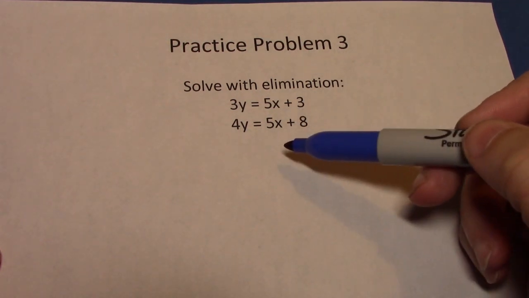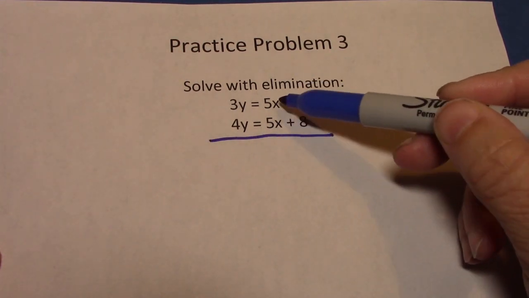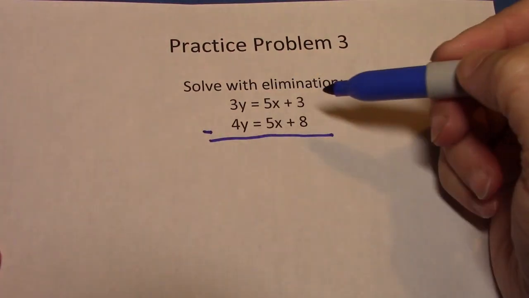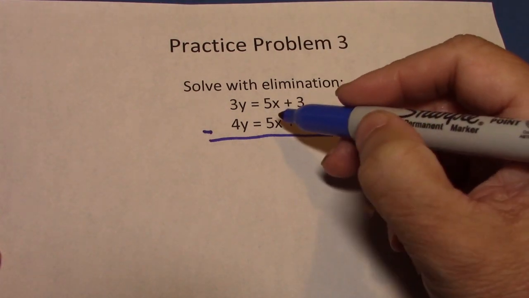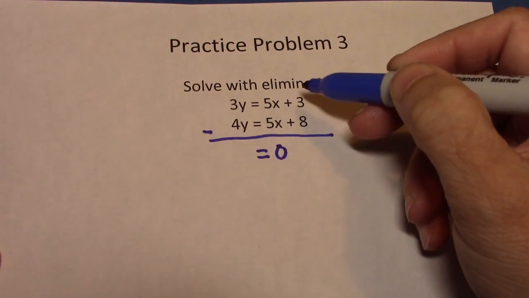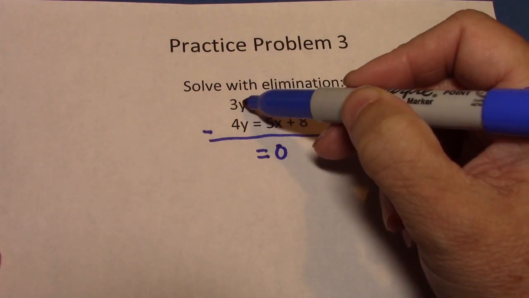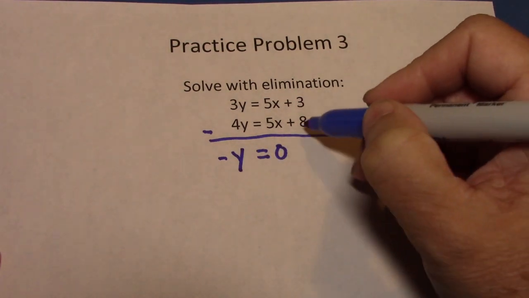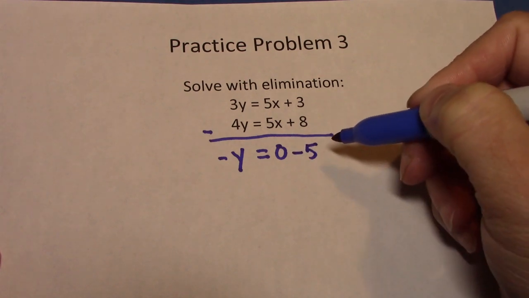And that's a great method to use, because both of the x coefficients are 5. So if we subtract this equation from that equation, it will eliminate the 5x's. In other words, 5x minus 5x is 0. Now let's do the same thing with the y terms and the numeric terms. 3y minus 4y is negative y, or negative 1y. 3 minus 8 is negative 5.